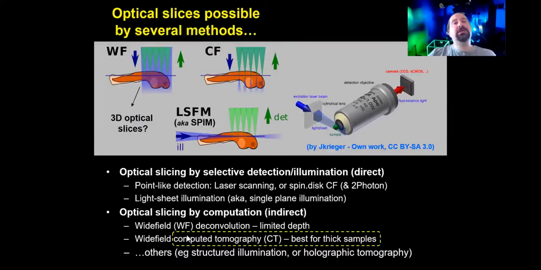The other technique that I'm talking about today, which also relies on computing optical slices from a wide field image, is computed tomography, more commonly known as optical projection tomography. It's akin to medical imaging, and we will see in a moment how it operates. And this is where I'll be concentrating the rest of my talk today.